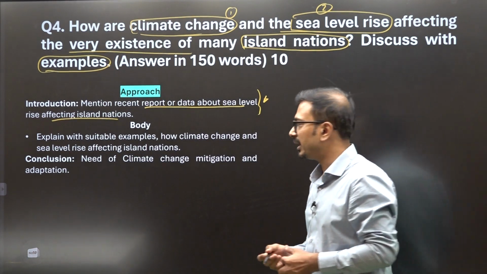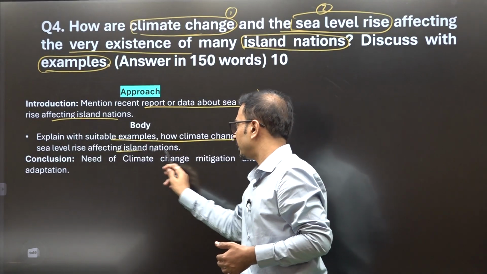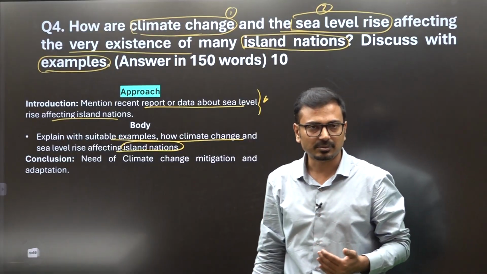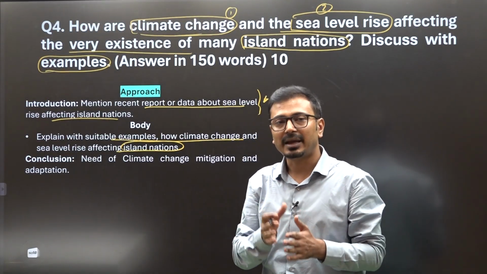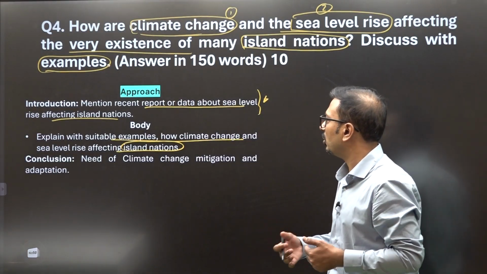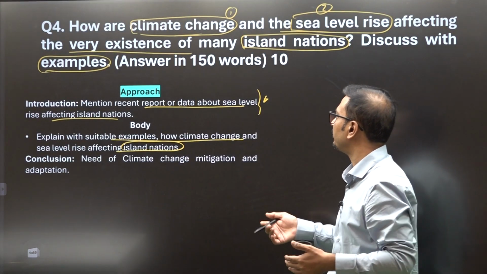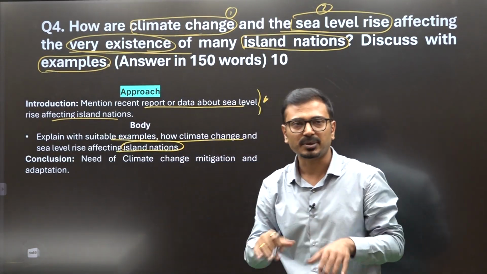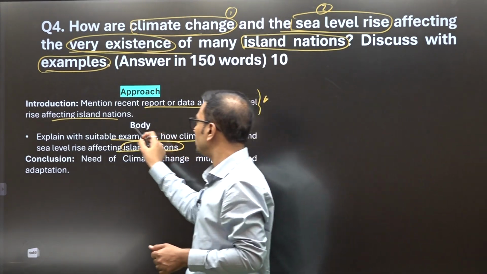In the body part, simply go on explaining how climate change and sea level rise affect various aspects of island nations. Be it land submergence, or affecting the livelihood of the people, climate induced migration from these island nations, and the overall economy of these nations including tourist activities. It is talking about the very existence, so it covers all the aspects of human life in those island nations, and you should give suitable examples.